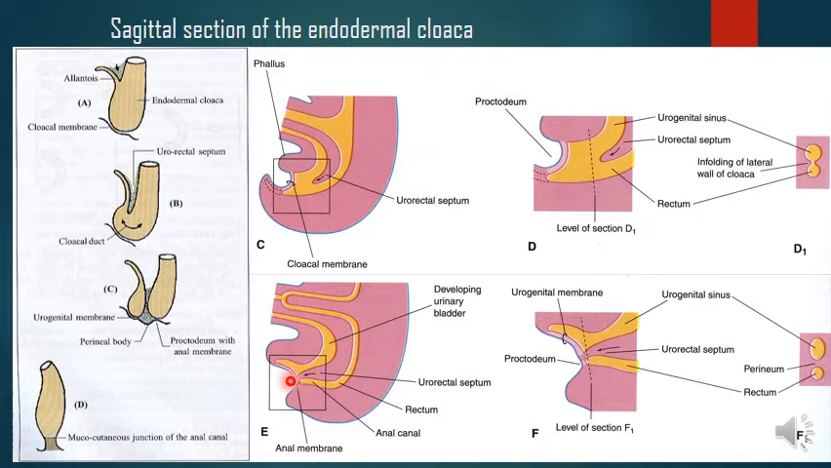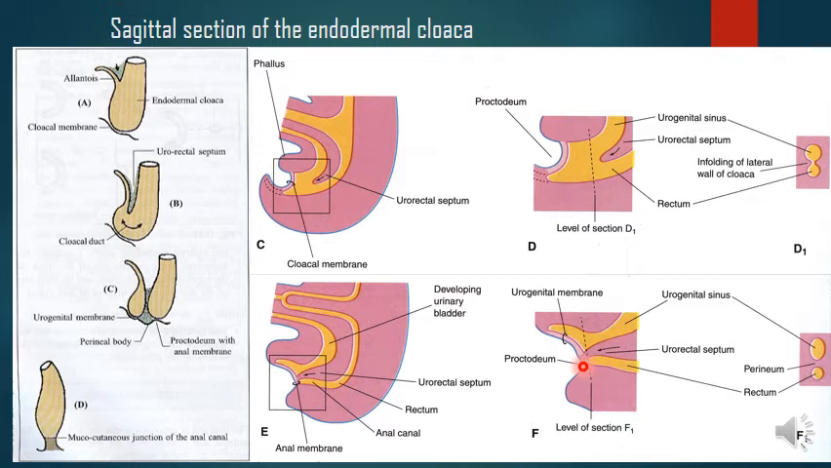And subsequently, when the caudal edge of the urorectal septum, this is the urorectal septum, fuses transversely with the cloacal membrane here, the ectodermal cloaca is now divided into two parts. It has fused with the ectodermal cloaca, and then this ectodermal cloaca is divided into two pits.